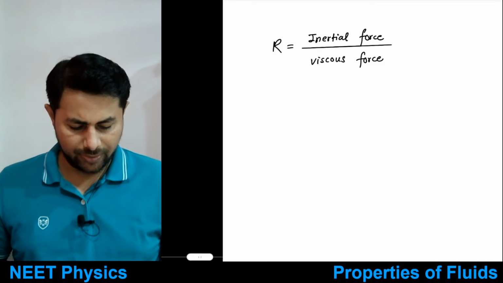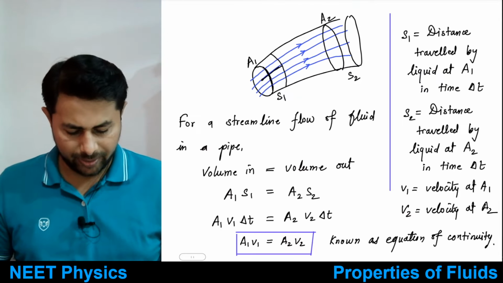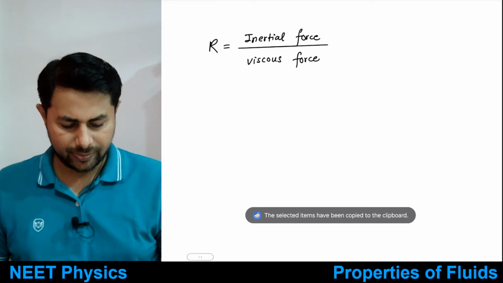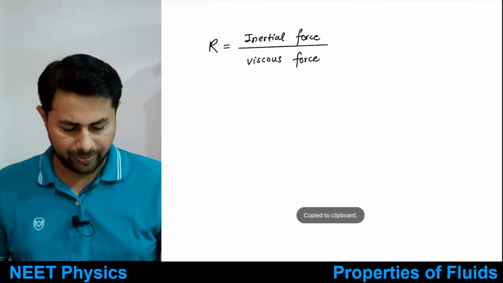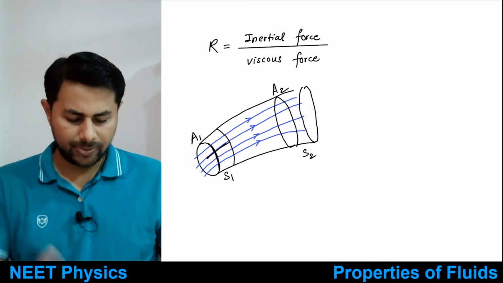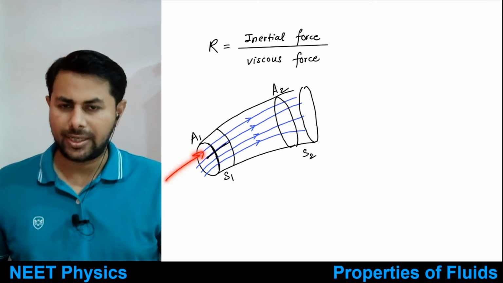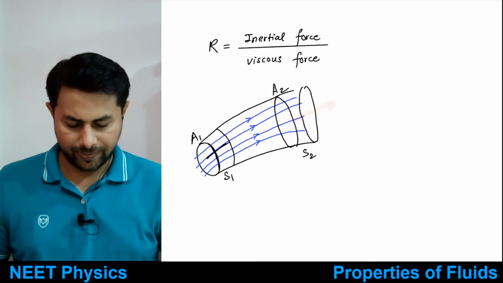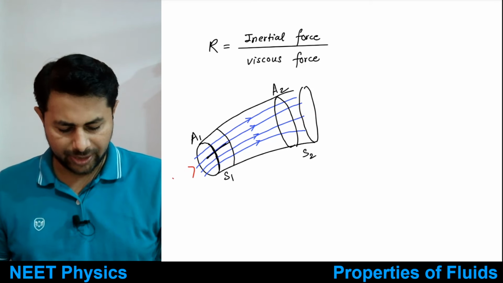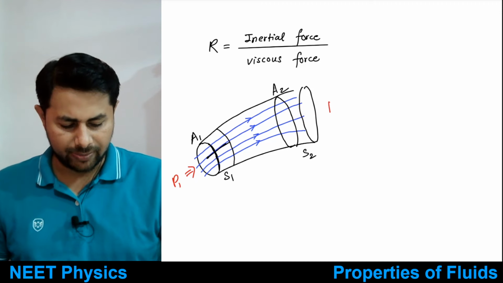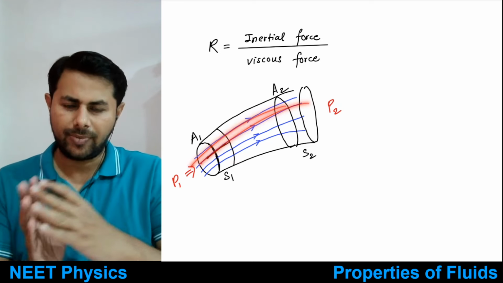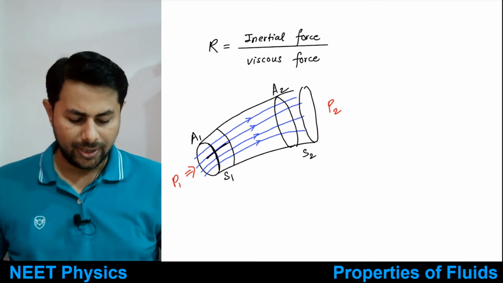What is inertial force? Suppose you take a pipe, you consider this pipe, then why does the fluid flow through that pipe in the first place? It's because of the pressure difference. Pressure on this side would be more compared to the pressure on the other side. So what is the inertial force? There is some pressure on this side, let's call it P1. There is some pressure on this side, let's call it P2. So the fluid flows from the place of higher pressure to lower pressure, right?